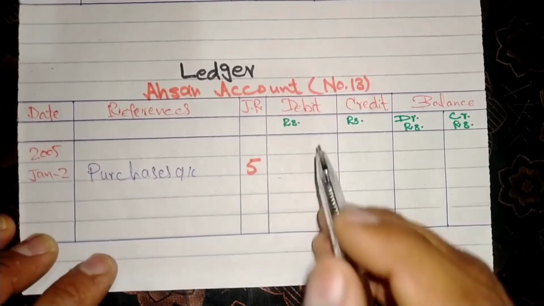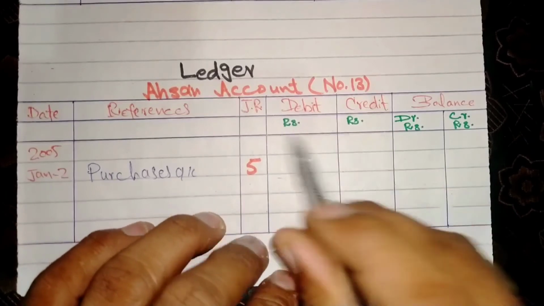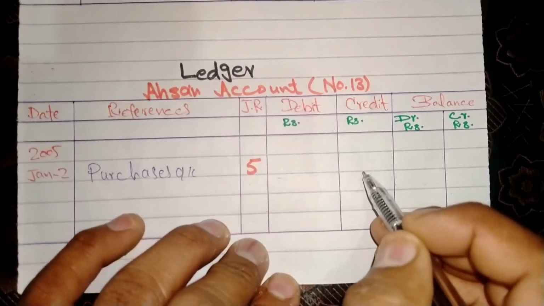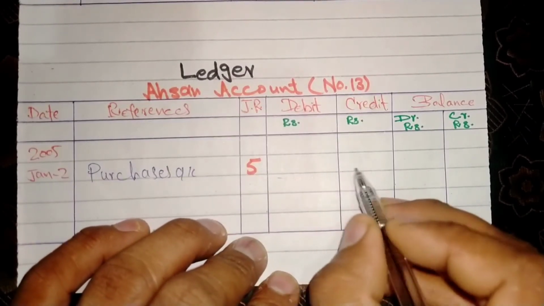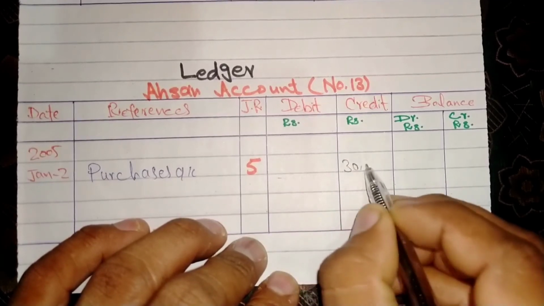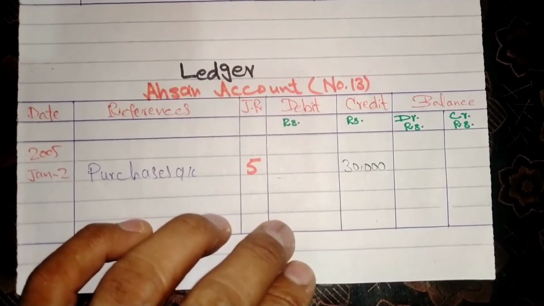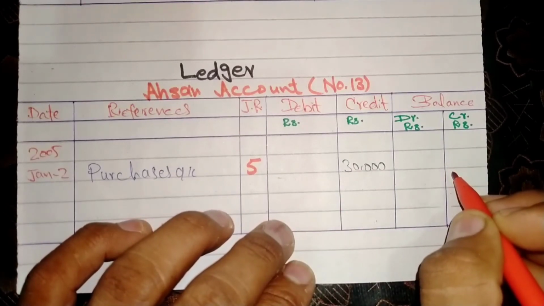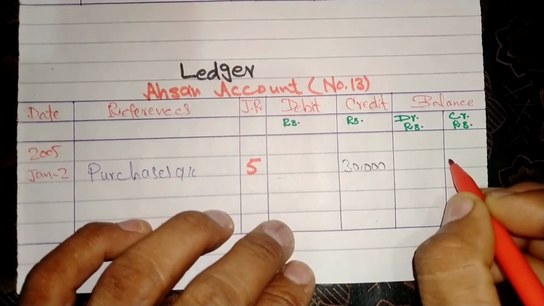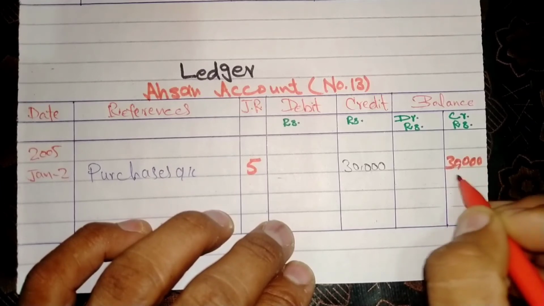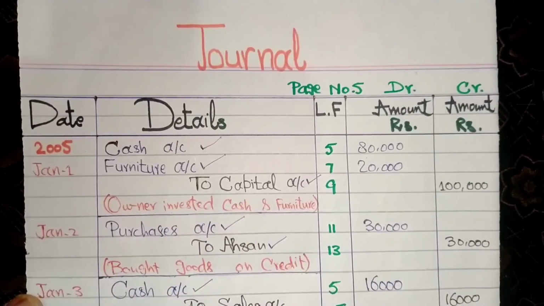Write credit amount because Ehsan account is credit, so the amount will be entered in credit side, 30,000 rupees. There is no any other transaction with the name of Ehsan account. Ehsan account winds up here with credit balance 30,000 rupees. We will find our next account from journal.